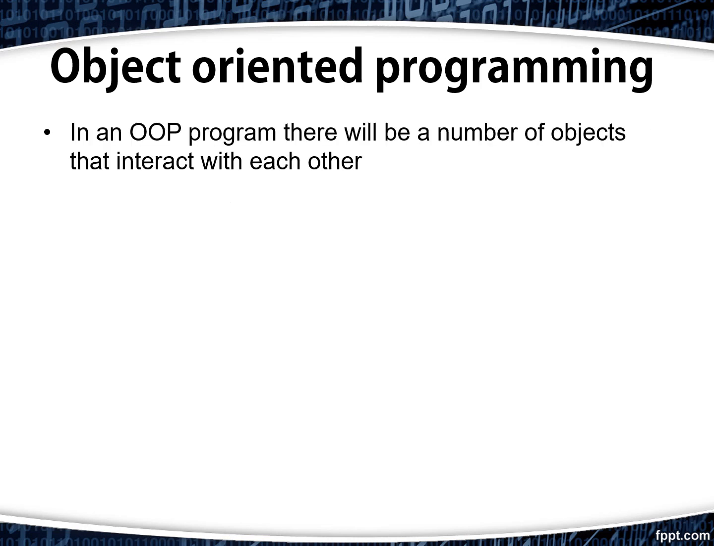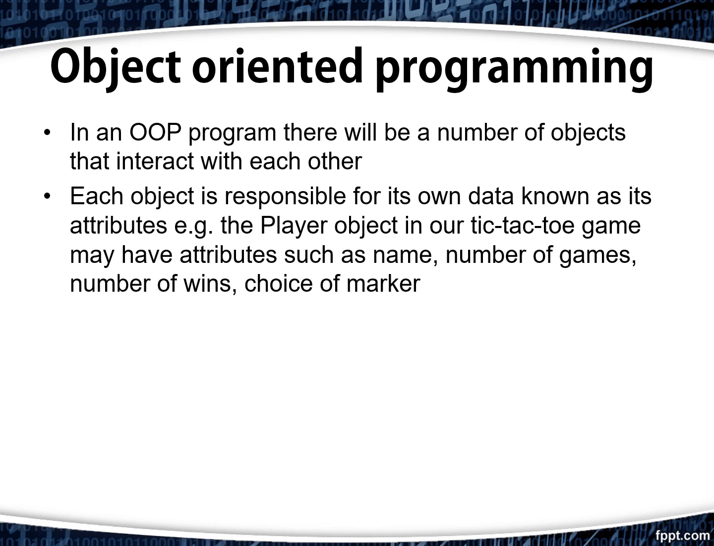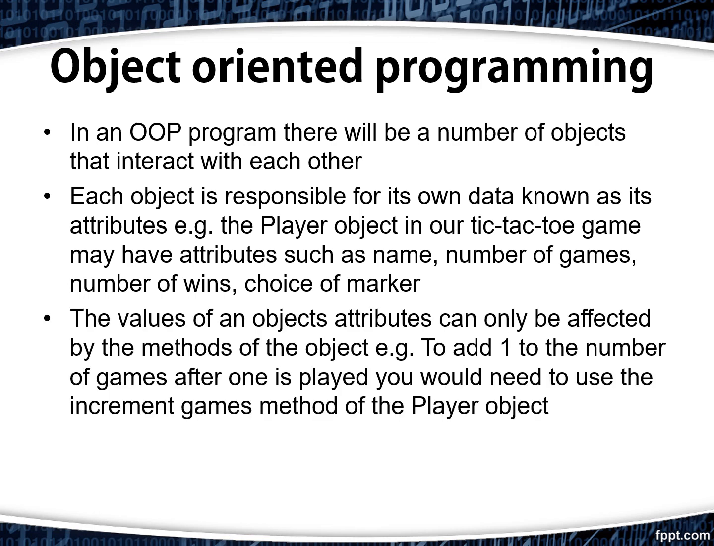In an object-oriented program, there will be a number of objects that interact with each other. Each object is responsible for its own data, known as its attributes. For example, the player object in our tic-tac-toe game may have attributes such as name, number of games, number of wins, and choice of marker. The value of an object's attributes can only be affected by the methods of the object. To add one to the number of games after one is played, you would need to use the increment games method of the player object.